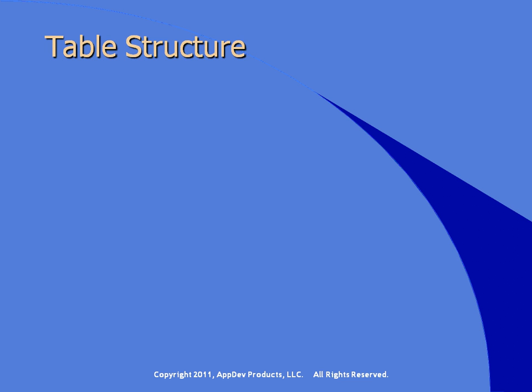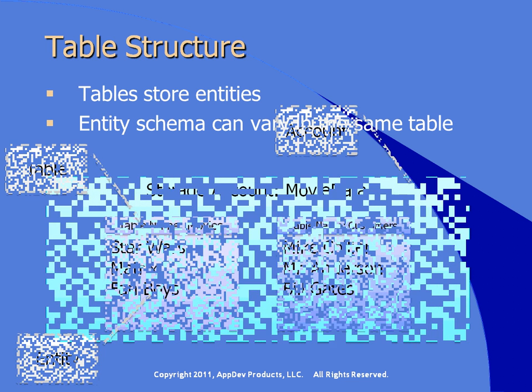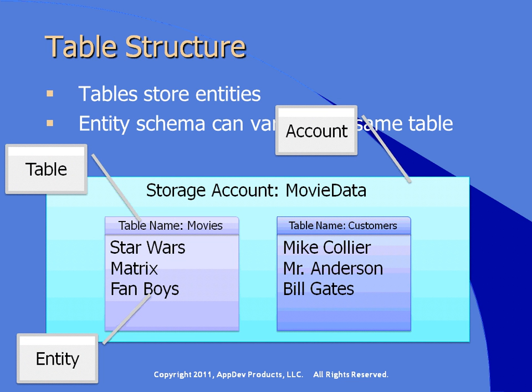So let's take a look at what an Azure Storage table looks like. Tables store entities. An entity schema can vary in the same table, and this is what's different between an Azure Storage table and a SQL table. You can create an Azure Storage table, and yet the schema can vary within the same table. So let's take a look at this.